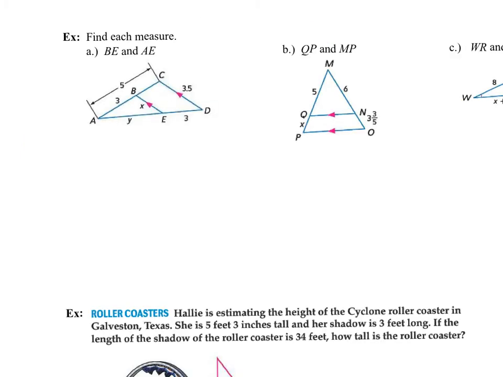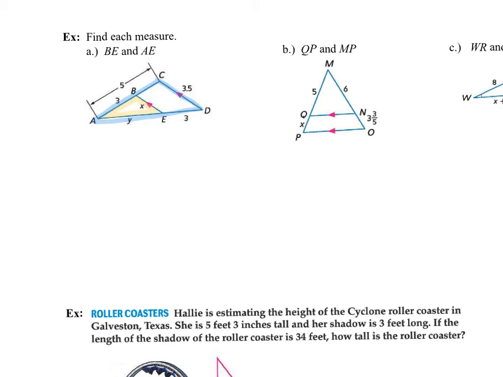Okay, so let's see if we can now solve some problems involving similar triangles. The directions say find each measure. So on this first one, we're asked to find BE, which is X, and then we need to find AE, which is Y, okay? So what I'm going to do is see if I can help you visualize a smaller triangle lying on top of a bigger triangle that would be similar. So I'm going to outline the smaller triangle in yellow, and then the larger triangle I'm going to outline in blue, okay?